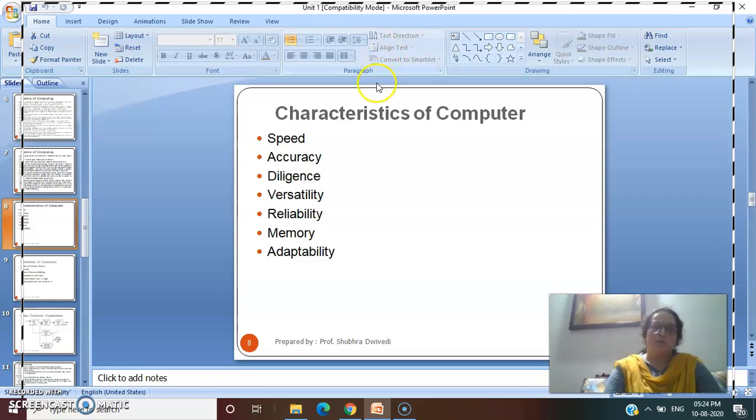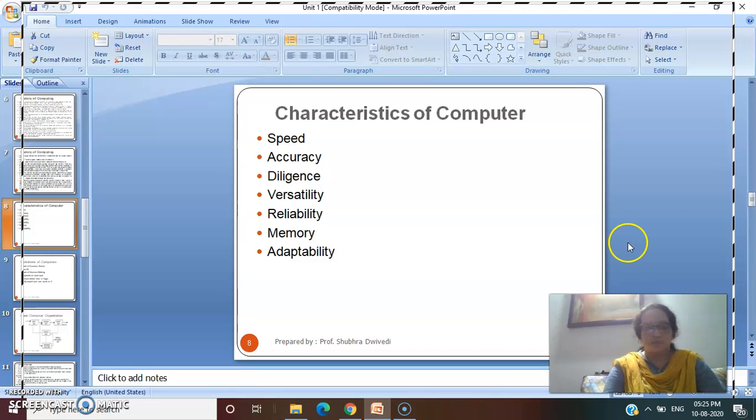What is a computer? It's an electronic device basically which takes inputs, processes those inputs, and gives you the desired output. Okay, I repeat, it's an electronic device which takes input from the user, processes those inputs, and then converts those inputs into the desired output.